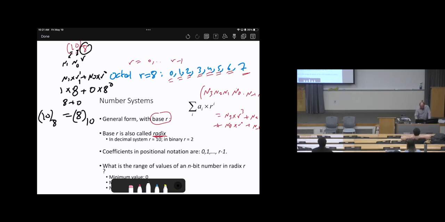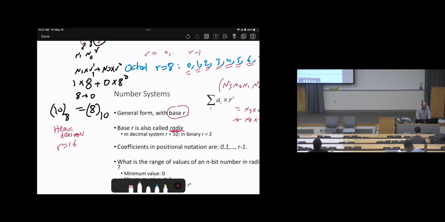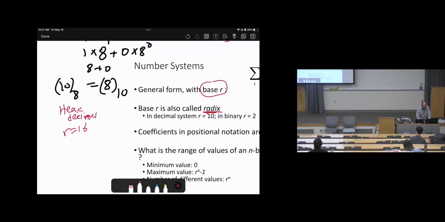Now, how about another base, which is called hexadecimal? This is very commonly used in programming. Hexadecimal is based on 16, so R will be 16. We have 16 symbols, which means we will go from 0 to 15.